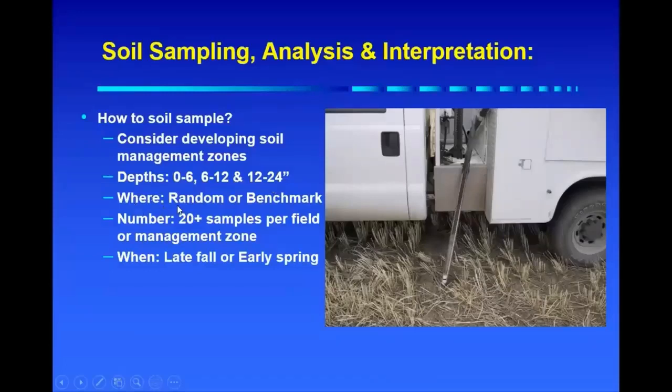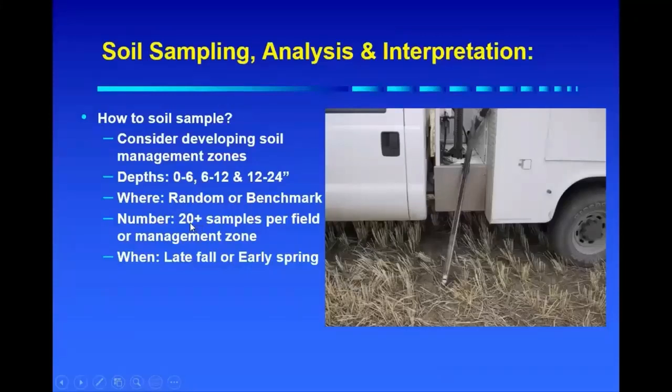And then in terms of sampling, you can randomly sample. For example, on a very uniform quarter section, you can randomly take all your soil samples. But if you have more variable topography in soils, you might want to go to benchmark sampling, where you take soil samples in very specific zones. And in each soil management zone or field, you should be taking at least 20 to 25 samples.